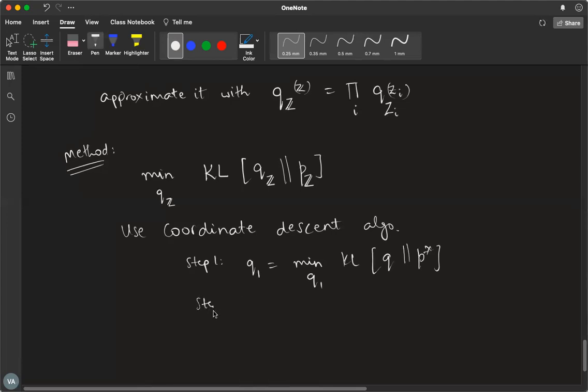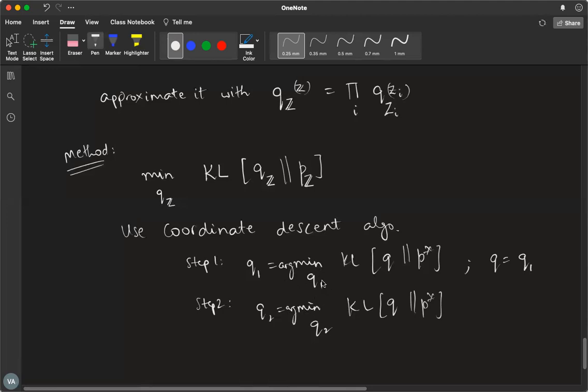Step 2, you use this Q1 and update your Q, and you say my Q2 is now the minimum with respect to Q2 of the KL divergence between Q and P star. This Q is updated now, actually. So basically after this you say Q is this Q1. Okay. Sir, will it be min or argmin, sir? Yeah, good point, argmin. Thank you.